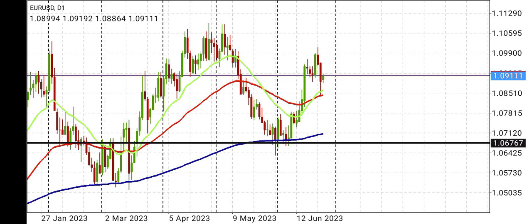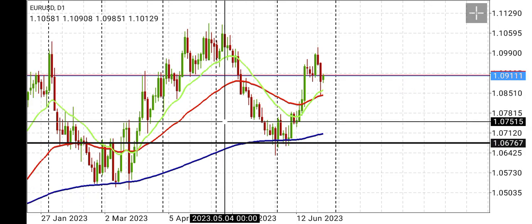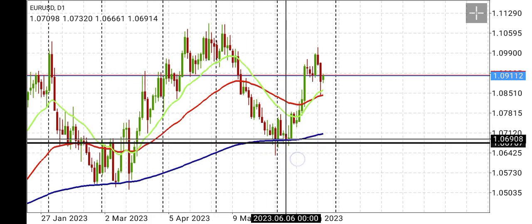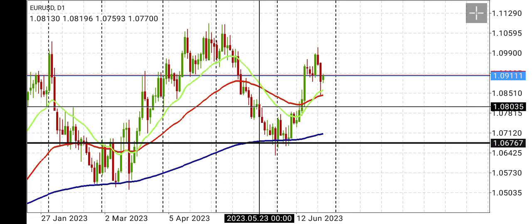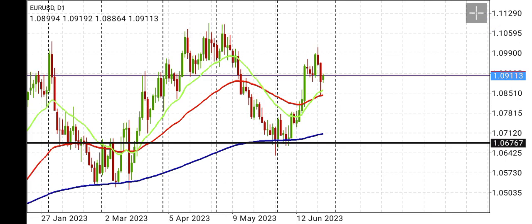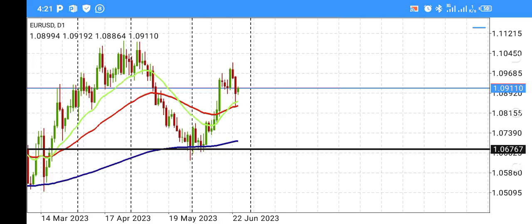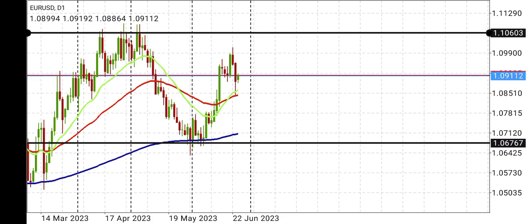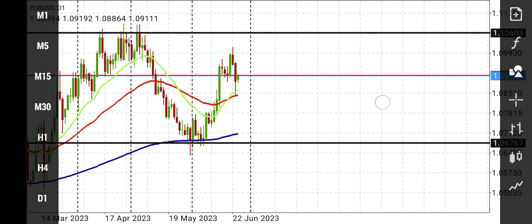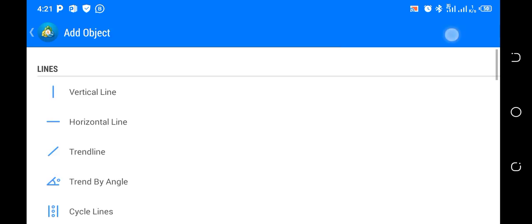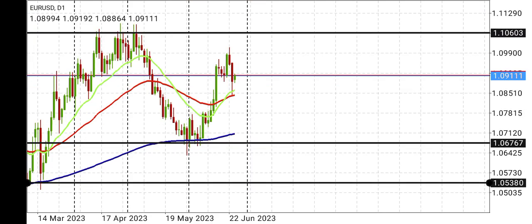Here it was acting as a resistance, but now it's acting as a support here. So that's it. Then another one is here. The market reversed at this point. So which other point? Okay, these lows. Now the market did a lot.